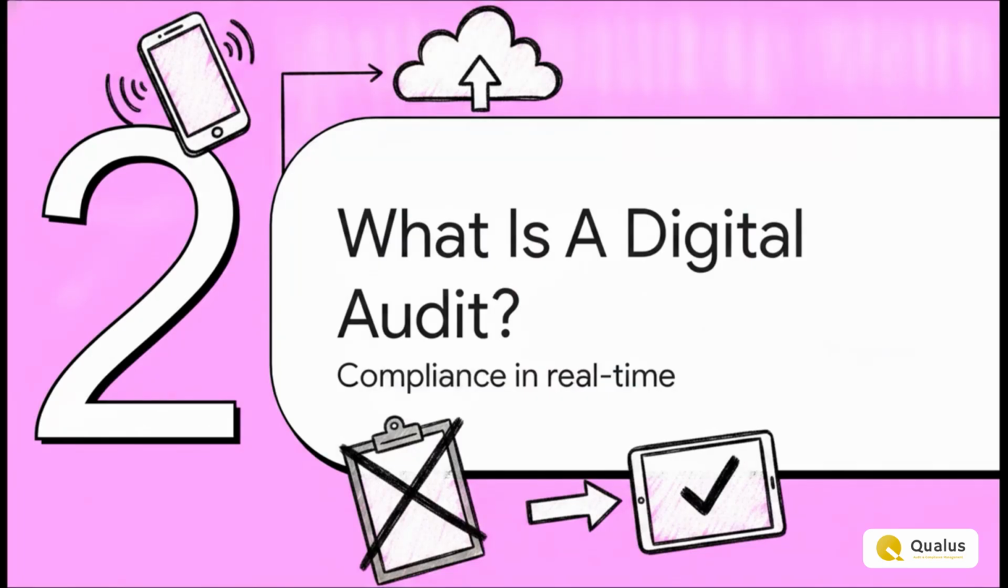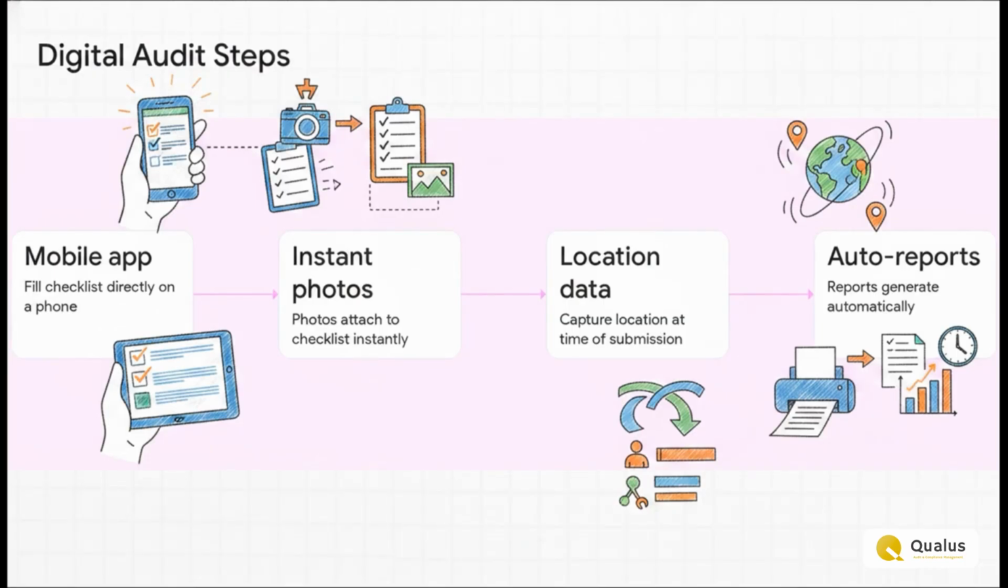Moving on to Section 2. What is a digital audit? Bringing compliance into real time. This is where we finally leave that clipboard behind. We're shifting the entire process into dedicated software, usually a powerful mobile app that runs the whole show electronically, right from start to finish. Instead of juggling a clipboard and a camera, your auditor simply fills out the checklist directly on their phone or tablet.